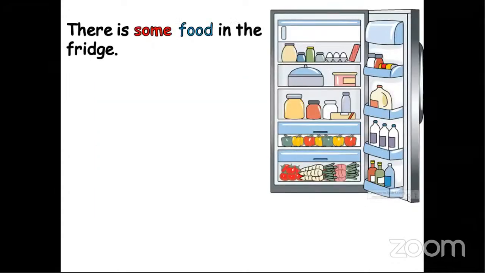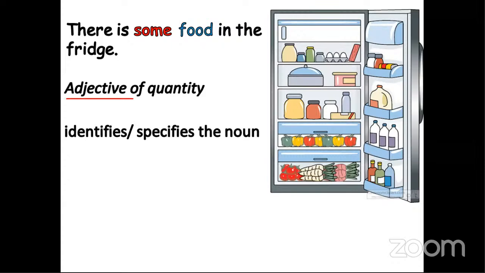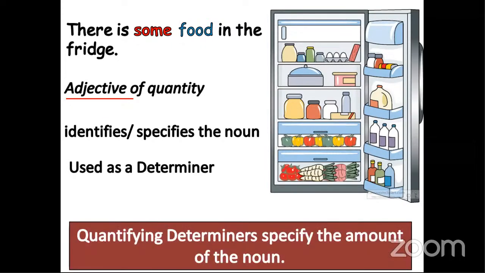There is some food in the fridge. In this sentence, some is referring to the quantity of food. How much food? Some food. So some is an adjective of quantity, which is identifying or specifying the noun food in some way. So some here has been used as a determiner. So we can say quantifying determiners specify the amount of the noun.